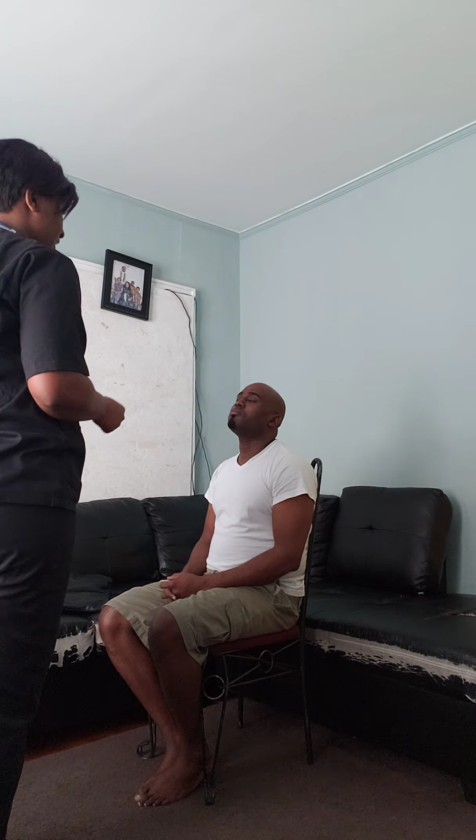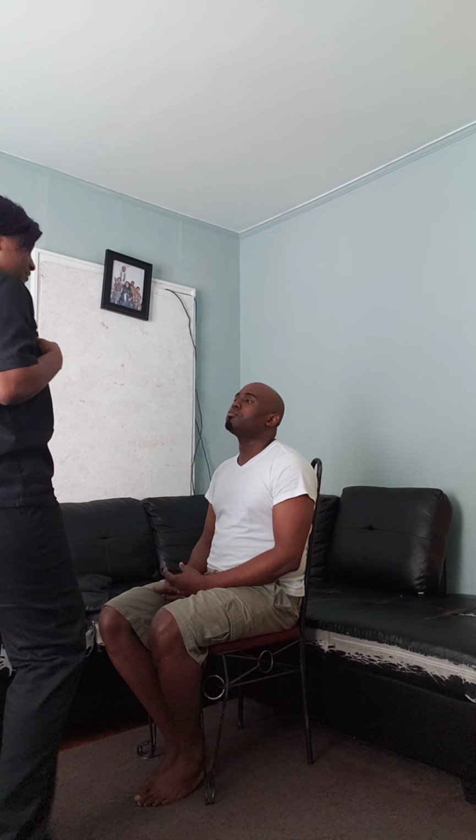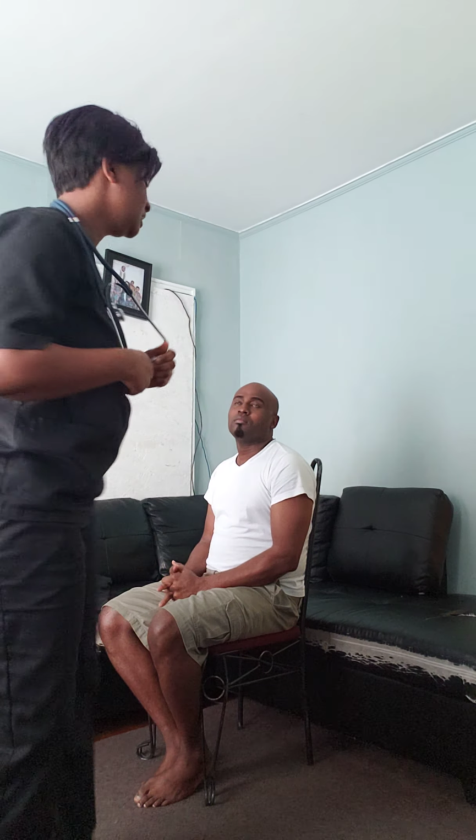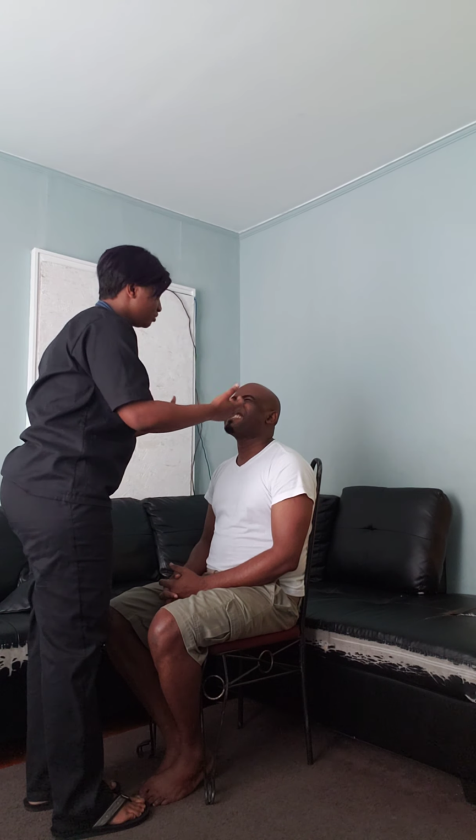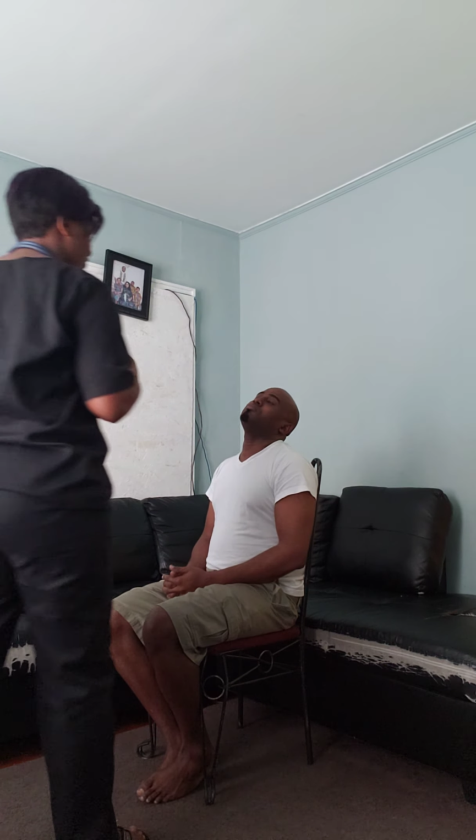So I'm just going to inspect his, I'm going to do the cranial nerve 7, which is the facial nerve. So sir, can you smile for me? Can you chew for me, please? Can you lift up your eyebrows? Can you clench your teeth? Can you puff your cheeks? So the facial nerve is good. Everything looks good at this point.